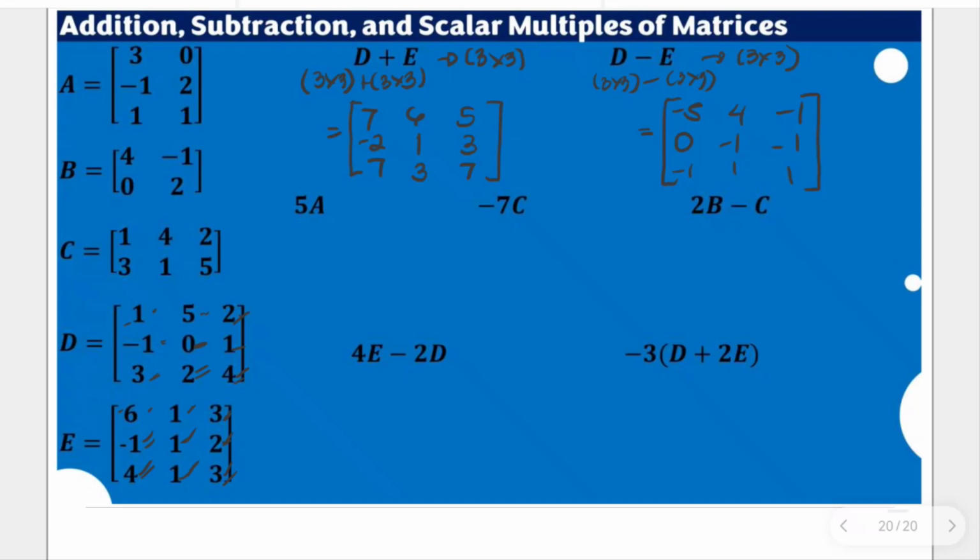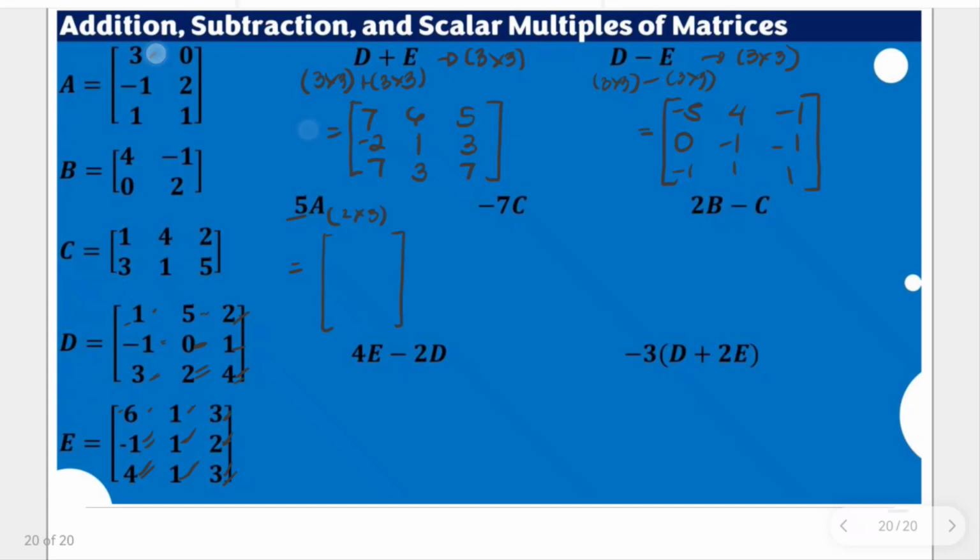So we already have an example for addition and an example for subtraction. Now for scalar multiples. Here, we are going to multiply 5 to all the entries of A. So you have A here. Your A is a 2 by 3 matrix, so our result should also be a 2 by 3 matrix, and we multiply all entries by 5.